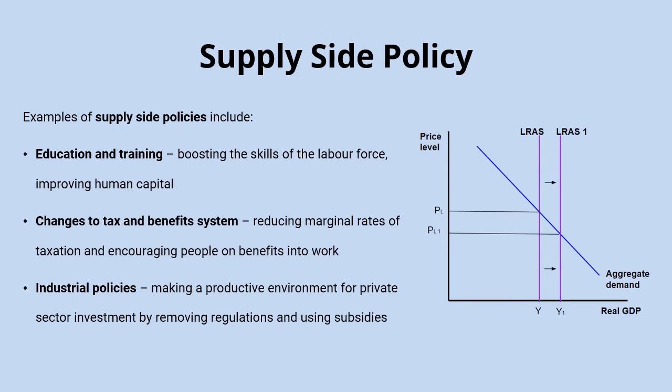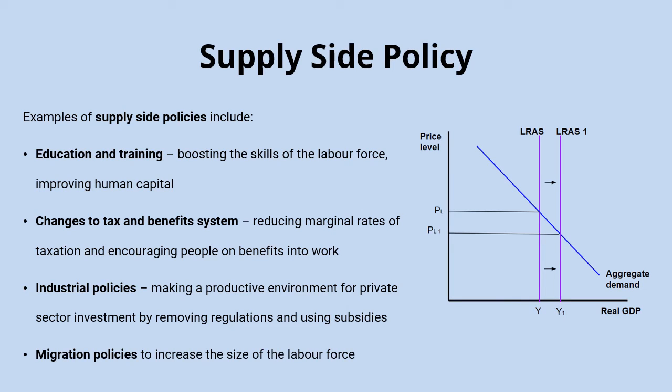Now, industrial policies might include anything which makes it cheaper and easier for businesses to invest and grow, so making a productive environment for private sector investment, removing regulations, using subsidies to reduce costs of production. That's all going to encourage investment and help to boost the quantity and quality of capital in the economy.